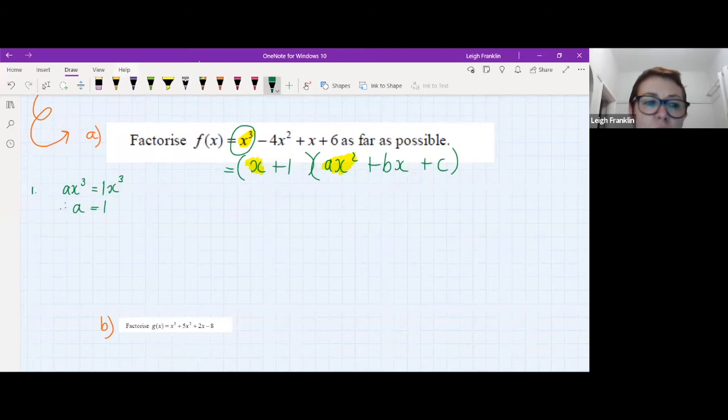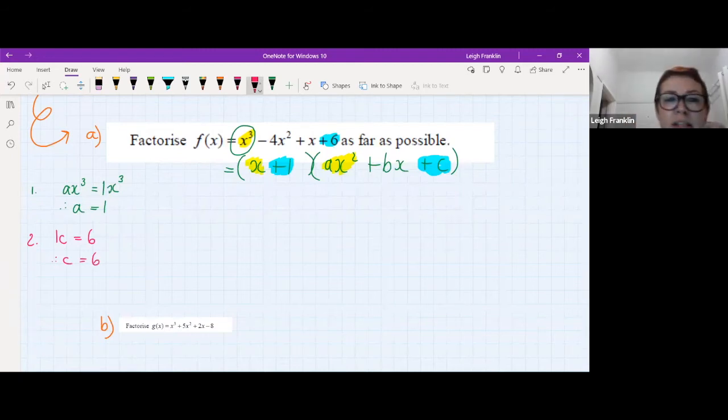Our second step is to work out the value of c. Now, if you recall from the example on the right, the only way we got the number at the end was by multiplying the last term in the first bracket with the last term of the trinomial. That's how we get this number here. So in other words, what this means for us, matrix, is that when we multiply 1 and c together, we end up with 6. So that means that c is 6 in this case.